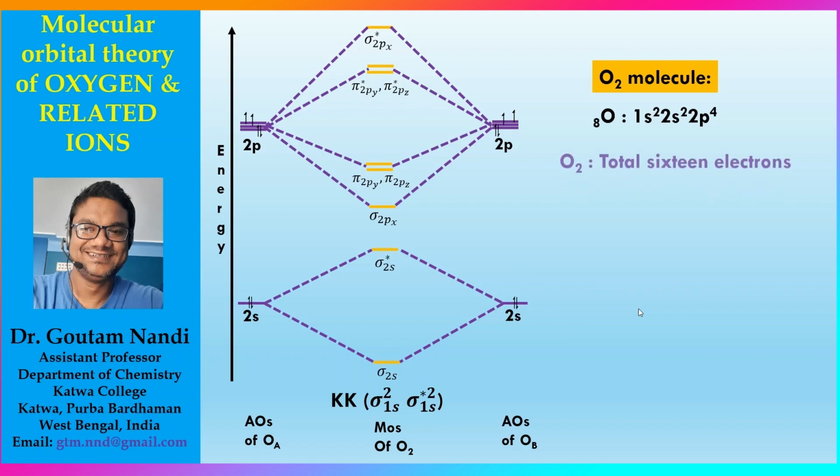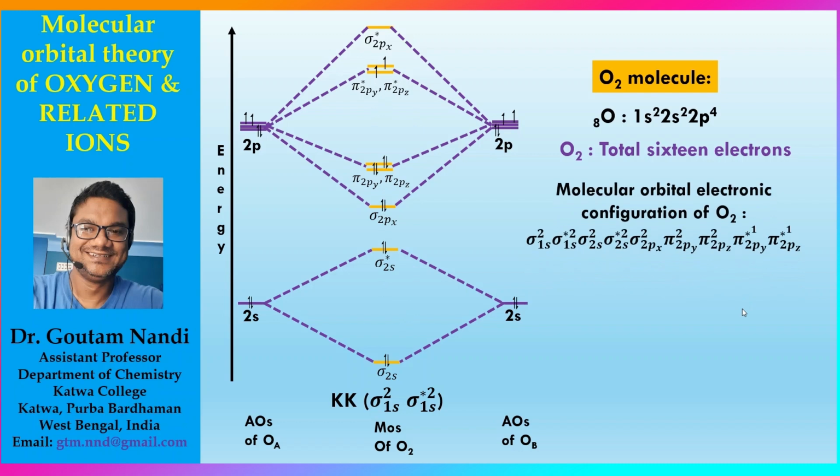Now in total there are 16 electrons. Out of those 16 electrons, 4 are already used in the KK shell. So there will be 12 electrons left to occupy the higher energy molecular orbitals. So how will they occupy? Like this.